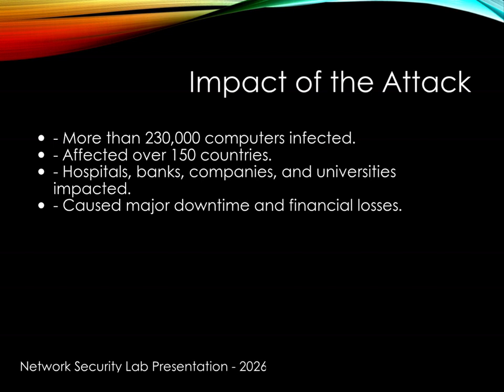The scale of WannaCry's impact was staggering. Within days, more than 230,000 computers across 150 countries were affected. The attack did not discriminate: hospitals, banks, companies, and universities all fell victim. For example, hospitals in the UK had to cancel surgeries and appointments because their systems were locked. Companies faced downtime that cost millions of dollars. Universities lost access to research data.